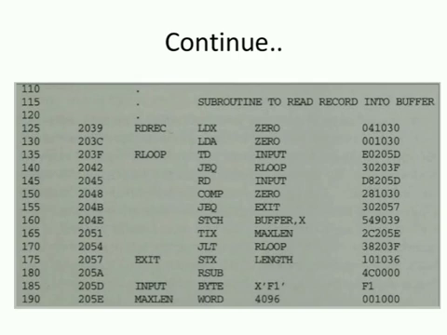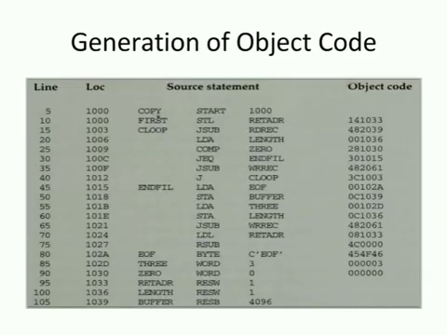So, the next instruction will be starting from 2039. Okay. So, we'll see how the object code will be generated. As we have generated all the location counter values, now we'll see how the object code will be generated for each instruction, in the last column, the object code column.